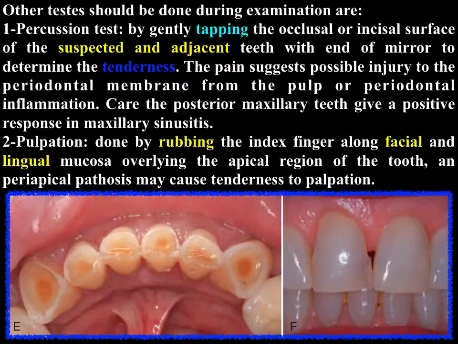Percussion by tapping the tooth with the handle end of the mirror to differentiate between the painful tooth and the non-painful tooth.